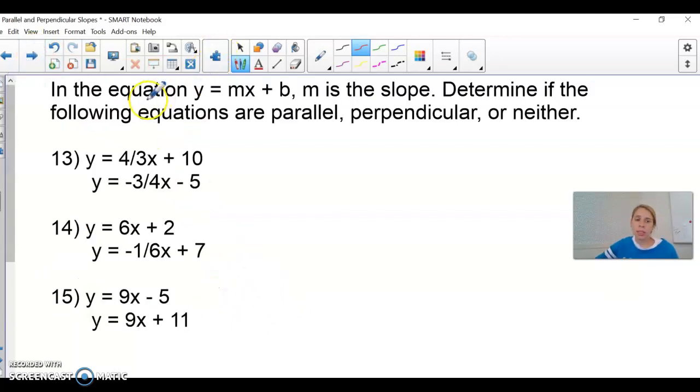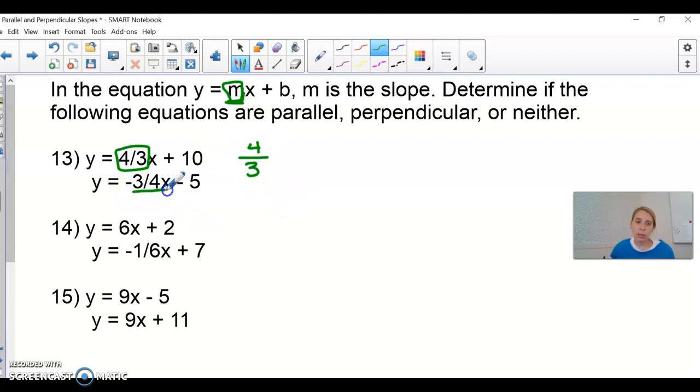So now more problems like what you're going to see when we're doing this is giving you an actual equation of a line and asking, are those lines parallel, perpendicular, or neither to each other? So one thing that we have to always remember is that in the equation y equals mx plus b, m is our slope. So whatever is in front of x, that is the slope, okay? So if we look at this problem, we have y equals 4/3 x plus 10. So our slope is 4/3 in that one.